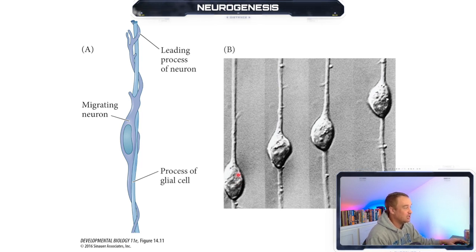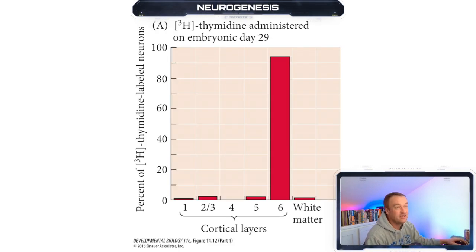And it can go pretty quick. So it can go up to 40 millimeters, which isn't big when you think of it in terms of us, but for a neuron, 40 millimeters in an hour, it can climb across these glia.